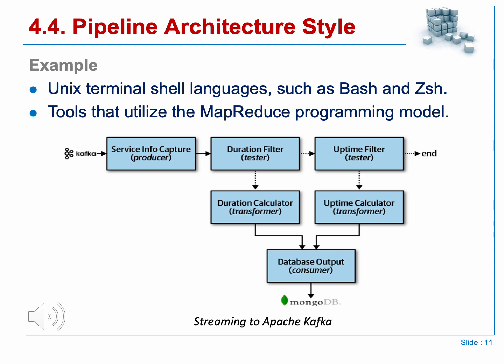Otherwise, it passes it on to the uptime filter, a tester filter, to check if the data is related to uptime metrics. If it is not, then the pipeline ends. The data is of no interest to this particular processing flow. Otherwise, if it is uptime metrics, it then passes the data along to the uptime calculator to calculate the uptime metrics for the service. These transformers then pass the modified data to the database output consumer, which then persists the data in a MongoDB database.